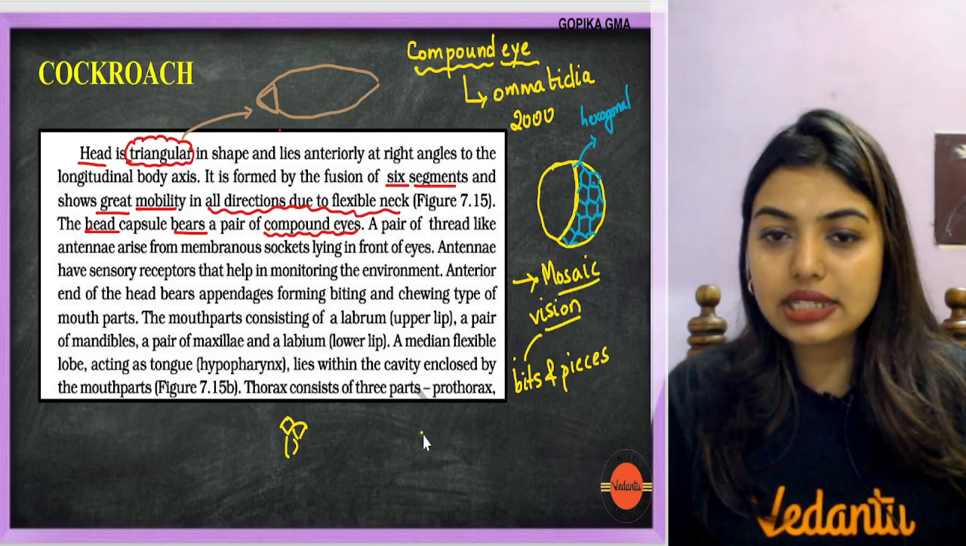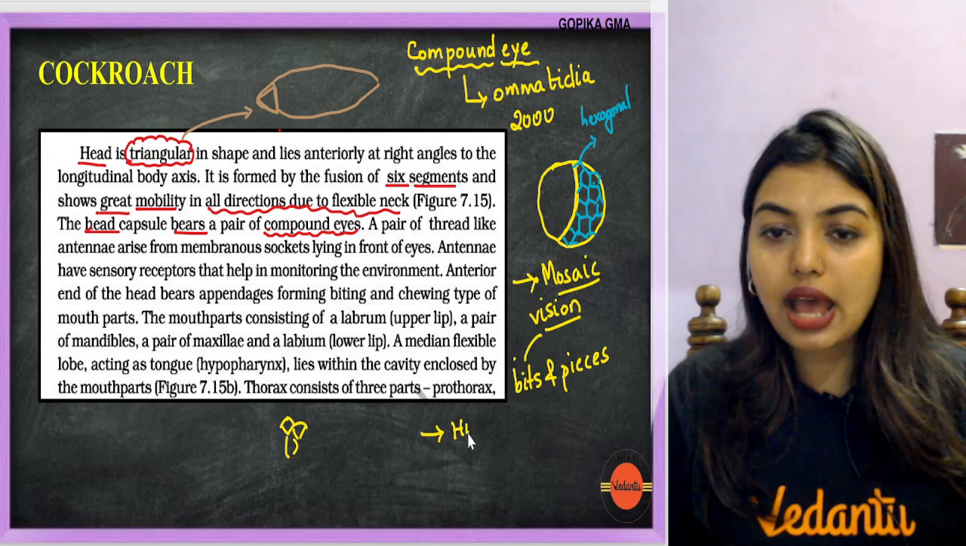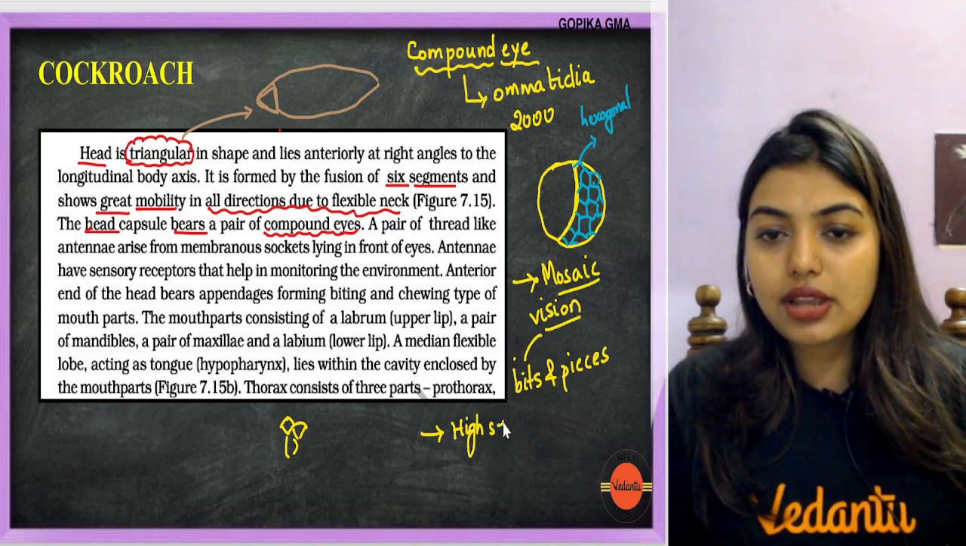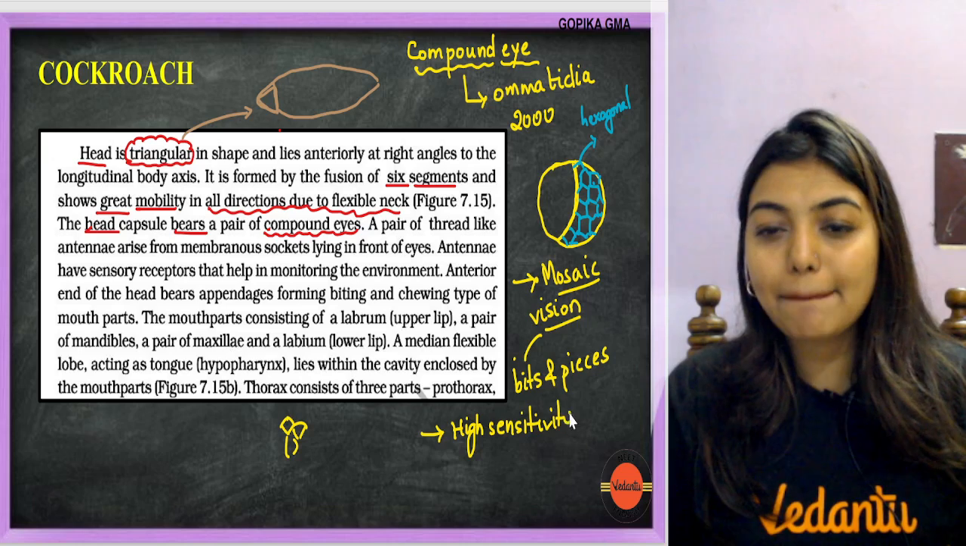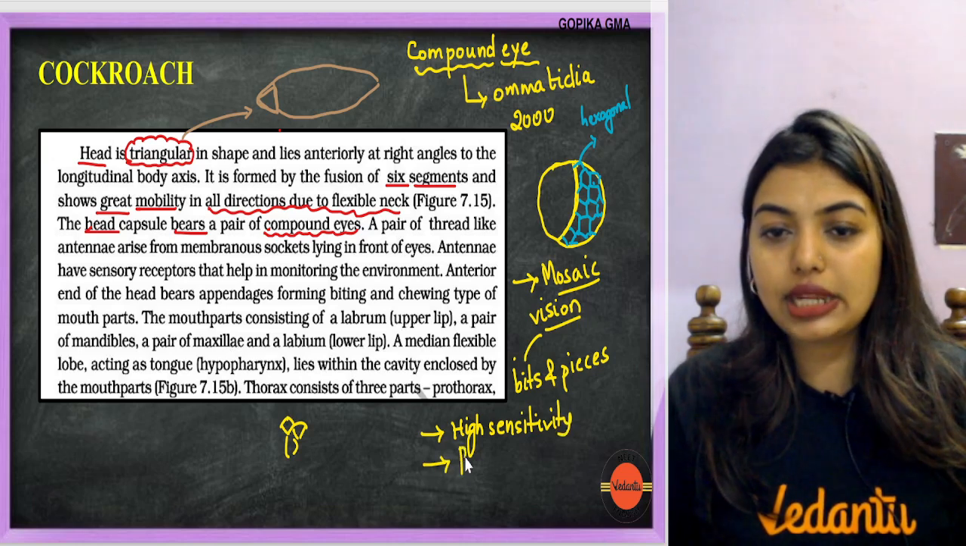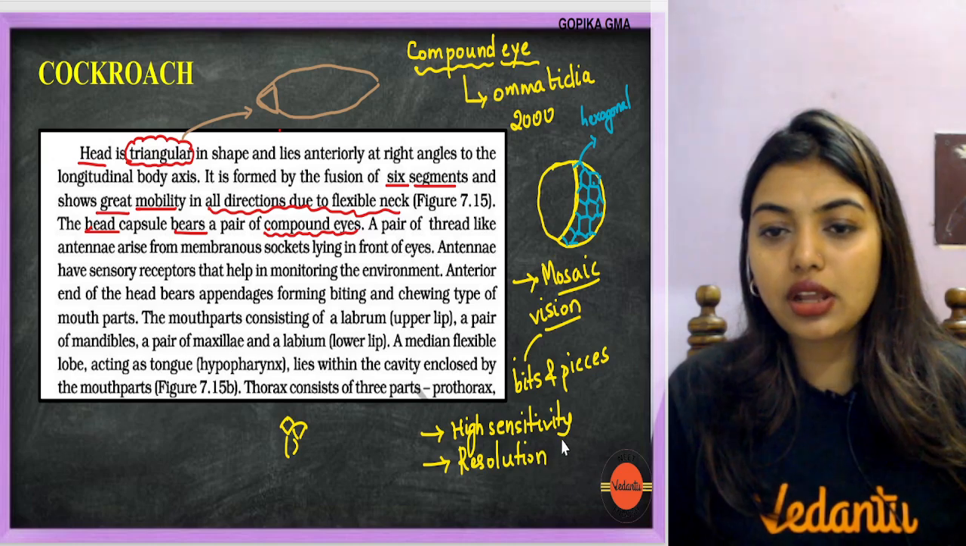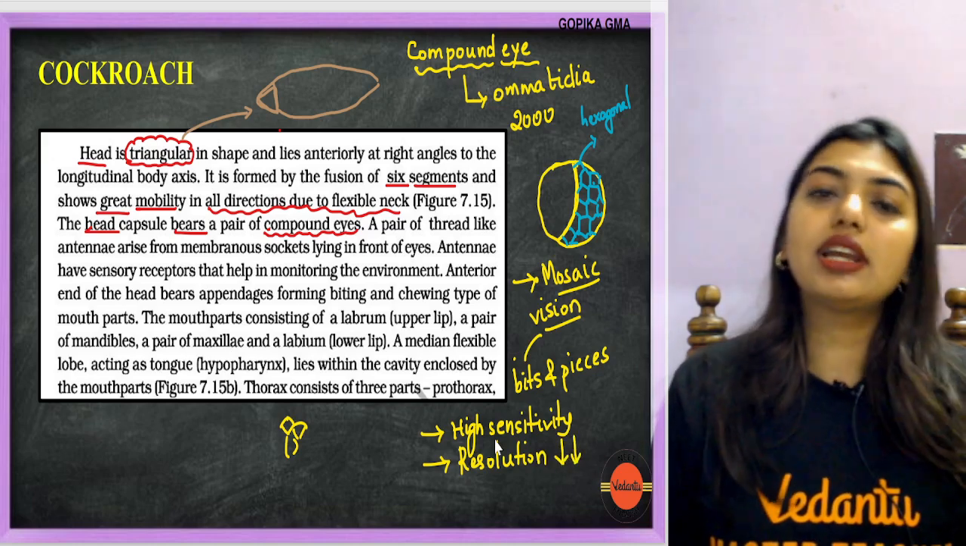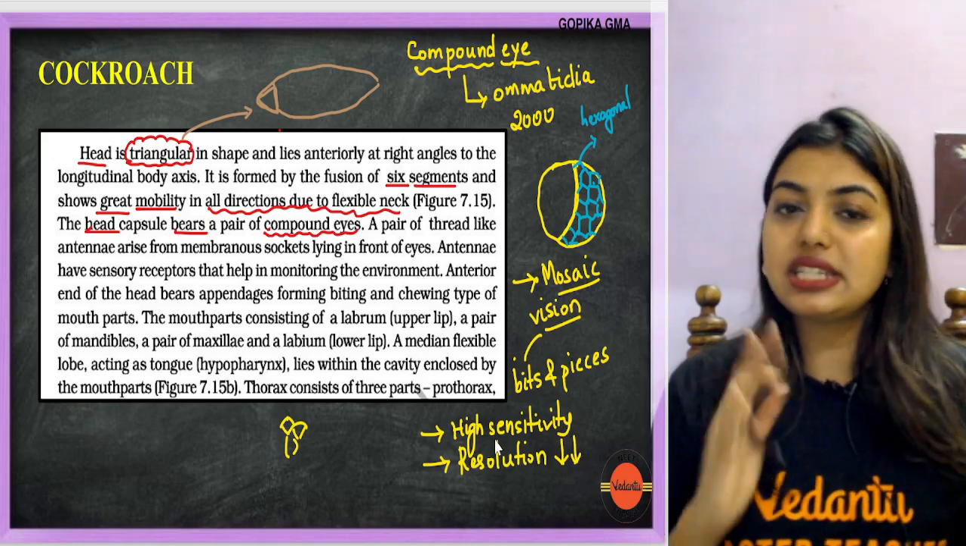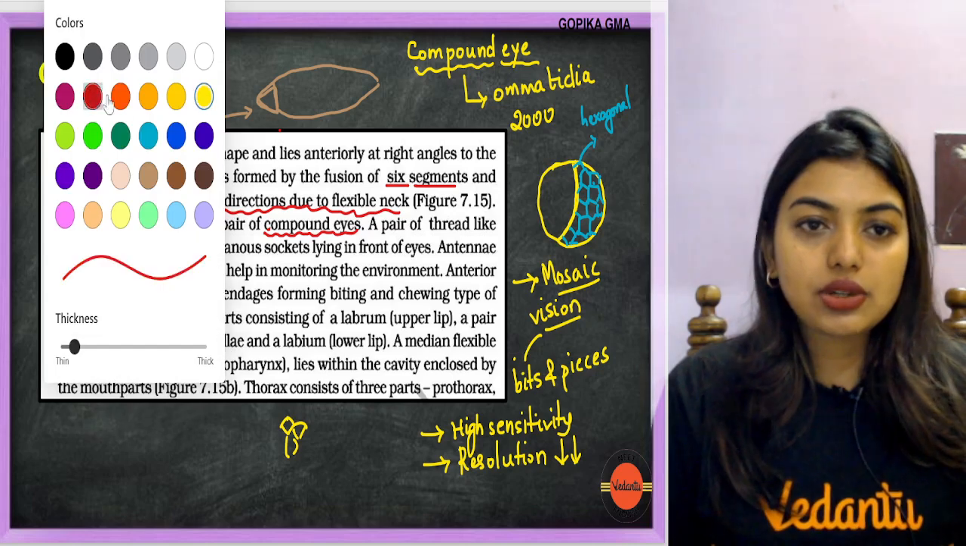Now these eyes that we are talking about have high sensitivity, but very bad resolution. Okay, resolution is low. Why do they need resolution? First of all, are they going to take a photo and keep it? Resolution is very low, but sensitivity is high. Got it? Now students, look here.